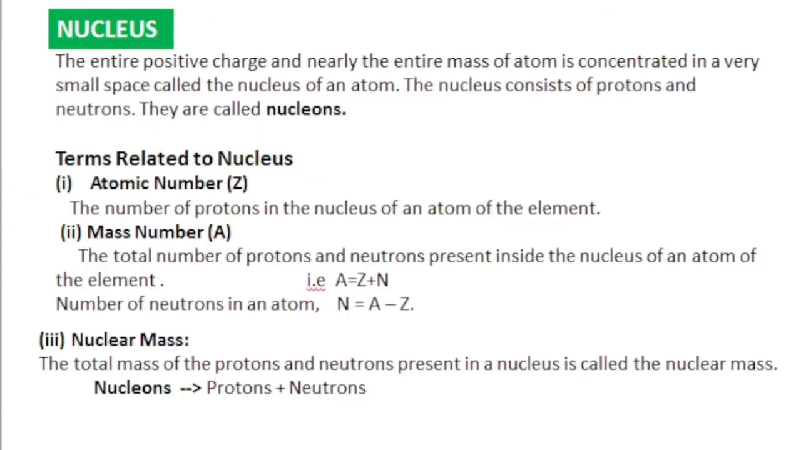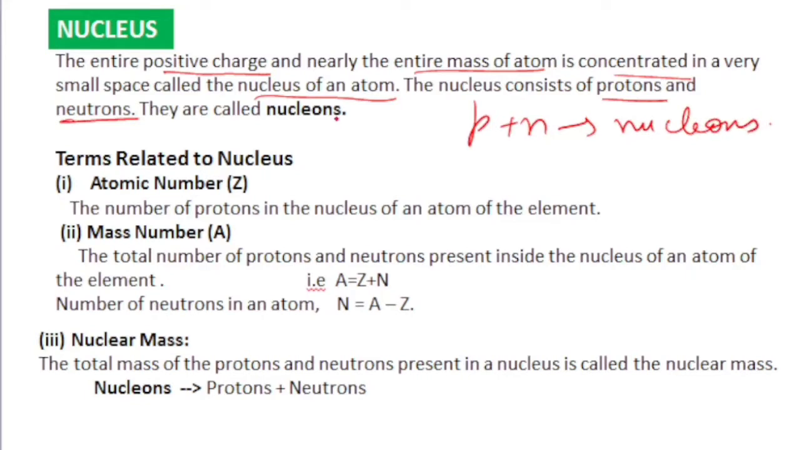What do you mean by the chapter name, that is nucleus, right? Entire positive charge, you can say entire mass of the atom, is concentrated in a very small space, that is called the nucleus of an atom. So the nucleus consists of protons and neutrons, and these protons and neutrons are collectively known as nucleons. So inside the nucleus, what is present? Protons and neutrons.